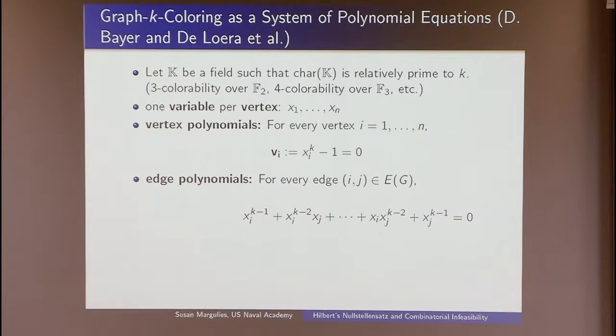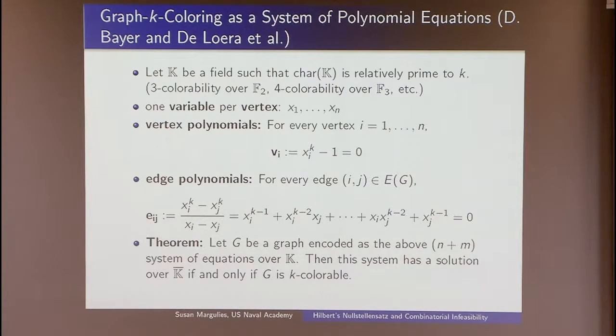And here we have one for every edge. Now, it's easy enough to see that this polynomial here forces every vertex to take on one of the k roots of unity, or one of the k colors. But this polynomial here causes the adjacent vertices to take on different colors. And that's easier to see when you realize that this polynomial factors thusly. And so we'll call that E_ij. And as before, this comes with a theorem, saying this is feasible if and only if the graph is k-colorable. So off we go, investigating.